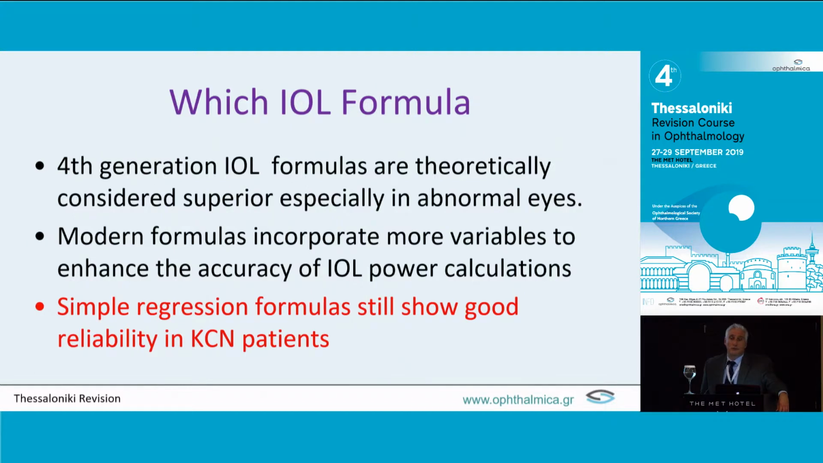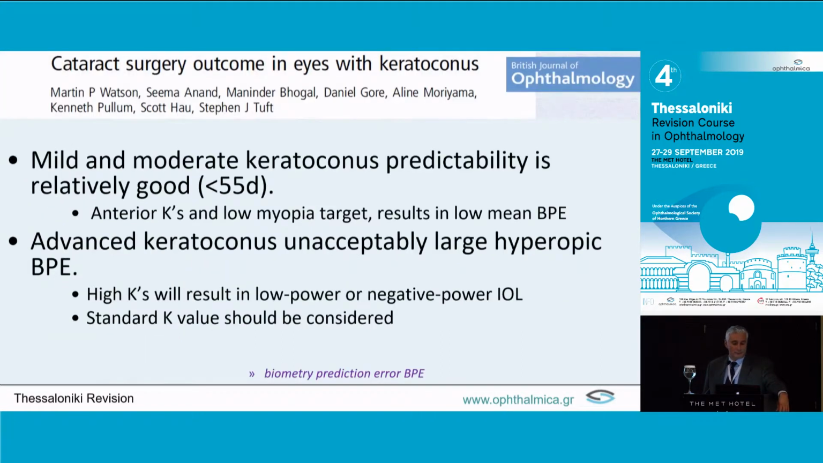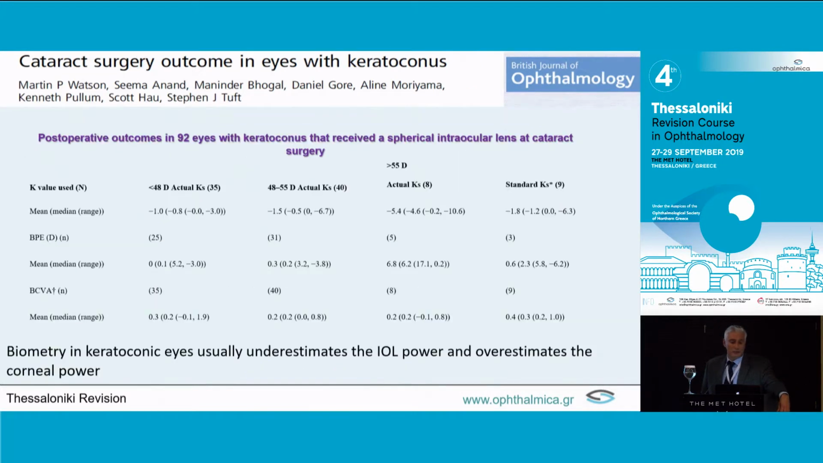Of course, the fourth generation will be ideal, but what studies showed is that in the beginning, maybe SRK2 will be quite good in very, very abnormal corneas. So don't just reject the older formulae, because they may help you in these unusually irregular corneas. Another rule to follow is that up to 55 diopters of central K max, and whatever is more than 55, just use a standard IOL. So this is another thing to keep in mind if you don't have special equipment.